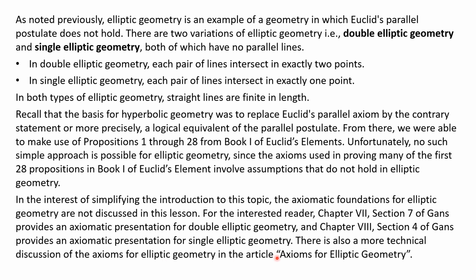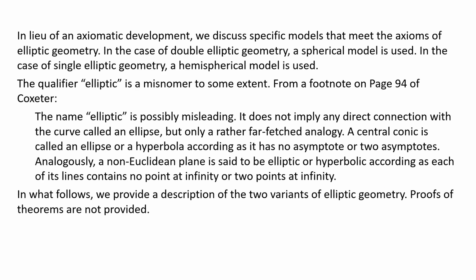It's a bit more complex than hyperbolic geometry, which flowed fairly easily from Euclid's Elements, with the one exception of negating the parallel postulate. So I decided not to go into these. It's a rather complex set of axioms, but again, if you're interested, I'll give you some references. In lieu of an axiomatic development, we'll discuss specific models for elliptic geometry. We'll have a spherical model for double elliptic geometry, and we'll use a hemispherical model for single elliptic geometry.